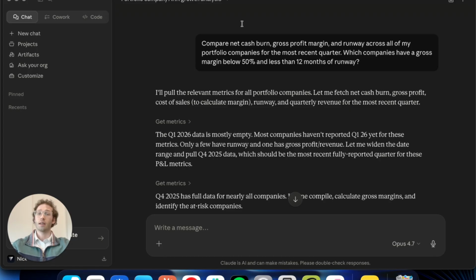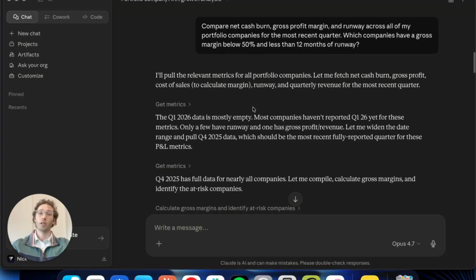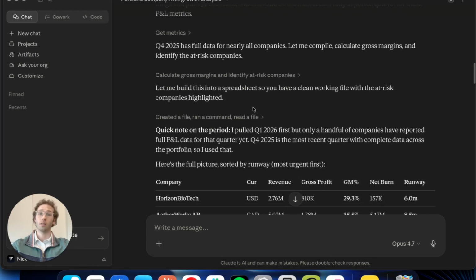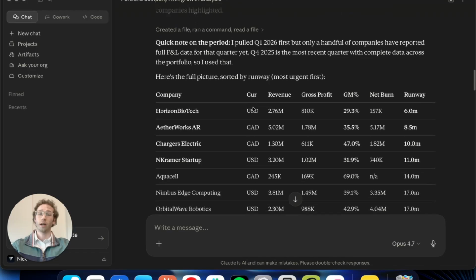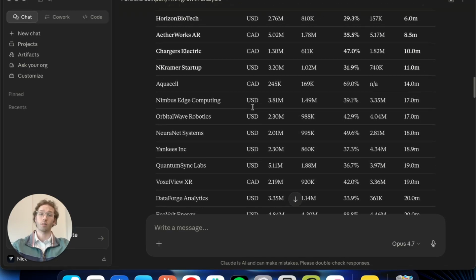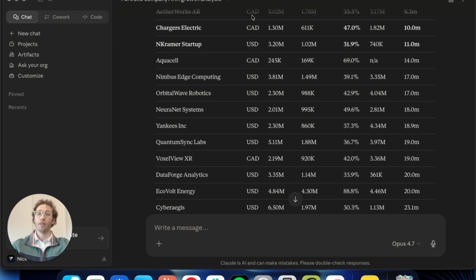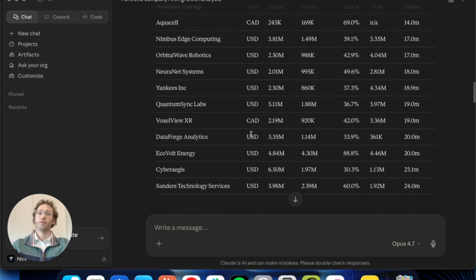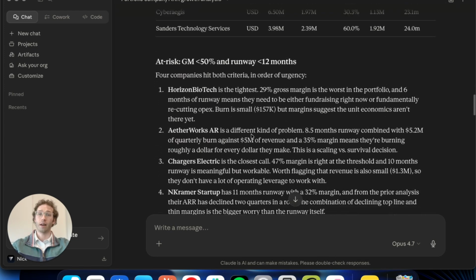So with metrics like net cash burn, gross profit, and runway already being tracked inside Visible, the MCP server can cross-reference all 3 of these inside of a single query. And then it's generating this prioritized list of the companies that need my attention before the next portfolio review. And this is the kind of analysis that used to take a full afternoon that can now be shortened into minutes.